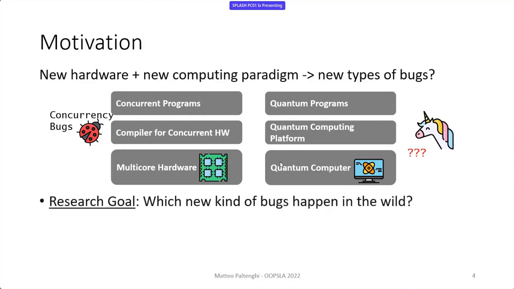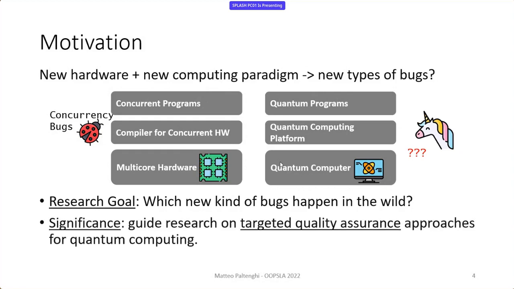So this is also the goal of our work, to investigate whether we have new kinds of bugs happening in the wild due to the introduction of quantum software. And the outlook here is to better inform and guide future quality assurance research specific for quantum computing.